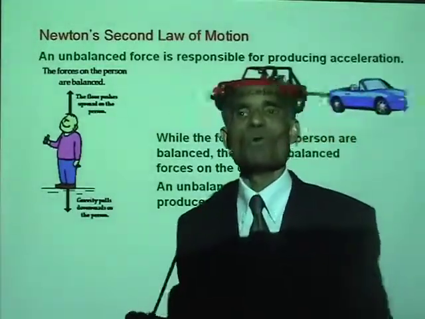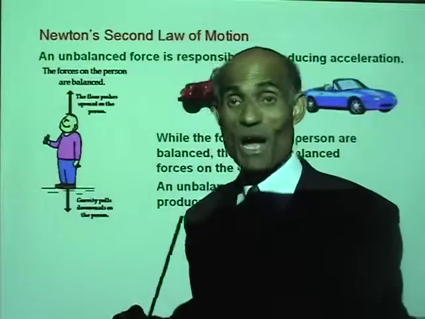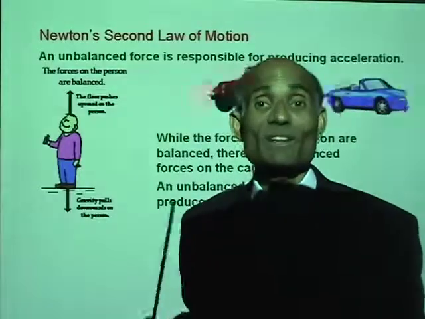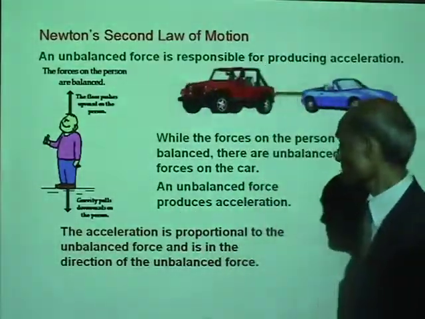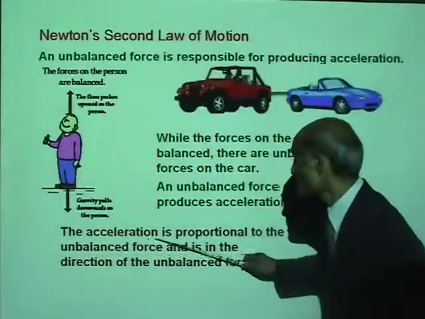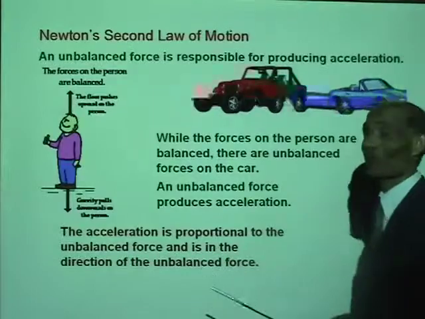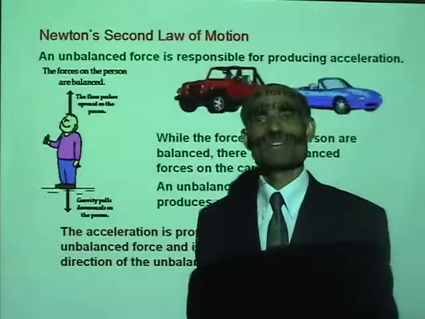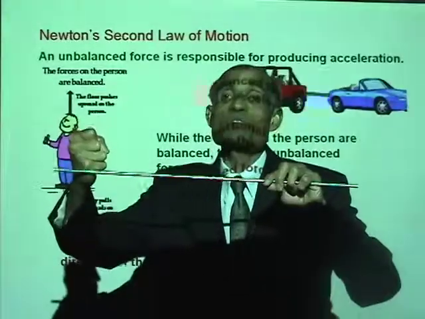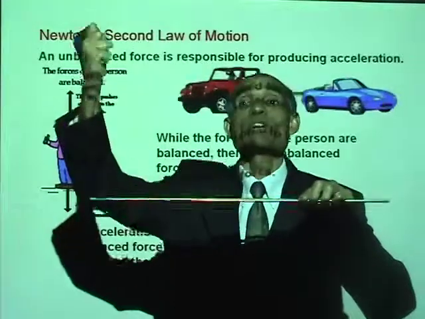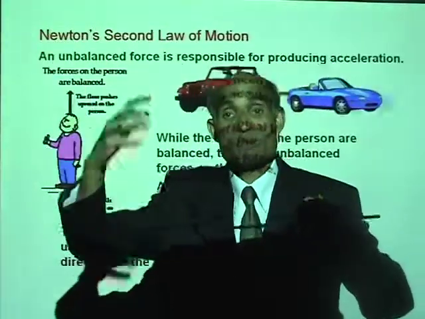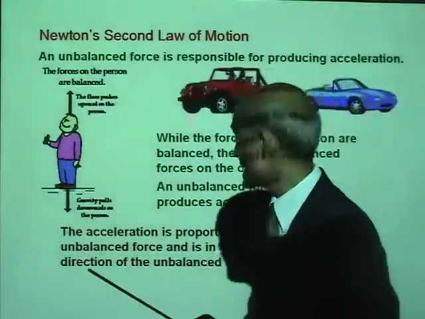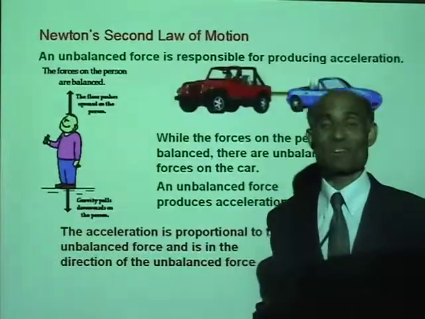So if I ask you, what will an unbalanced force do on an object? What's your answer? The unbalanced force will produce acceleration on the object. And the acceleration is proportional to the unbalanced force. What does that mean? It means you increase the unbalanced force, the acceleration will also increase. Is that right? That's what it means. So the acceleration is proportional to the unbalanced force, and it is in the direction of the unbalanced force.